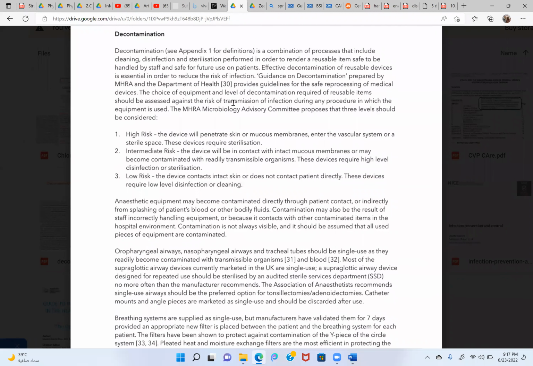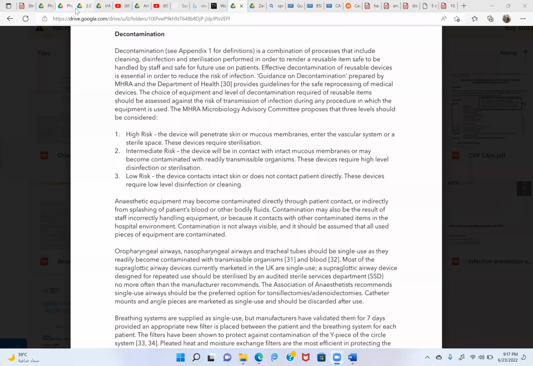Which folder is this guideline available in? In ICU, okay. Actually, this is a very difficult topic for me. I will show you this folder. You will go here.